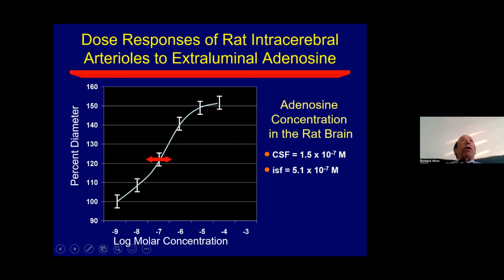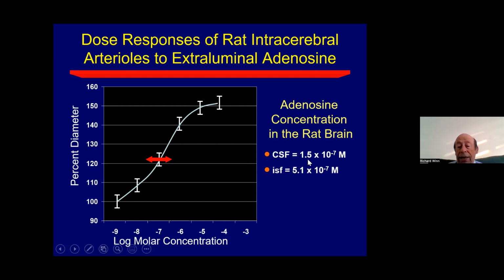Remember, flow varies to the 4th power of the diameter of a vessel. So small amounts of change in adenosine surrounding an arteriole would have a rather profound effect on diameter and flow. And if resting levels of adenosine were down here at -9, -8, or conversely very high in higher concentrations, then that might potentially say, wait a minute, there's a problem with this hypothesis.